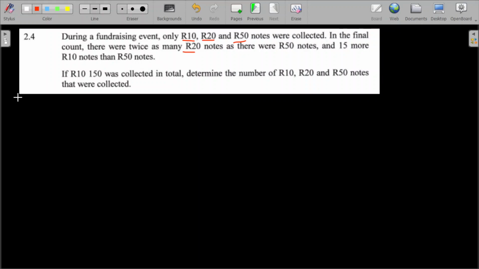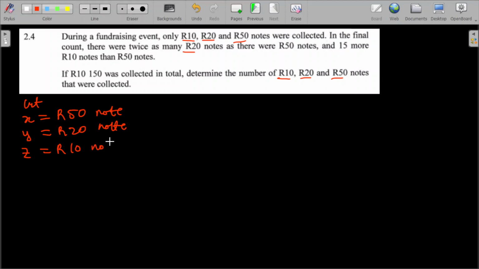If 10,150 was collected in total, let's determine the number of 10, 20 and 50 Rand notes that were collected. First thing, let me let x be the 50 Rand note, let y be the 20 Rand note, and z be the 10 Rand note.